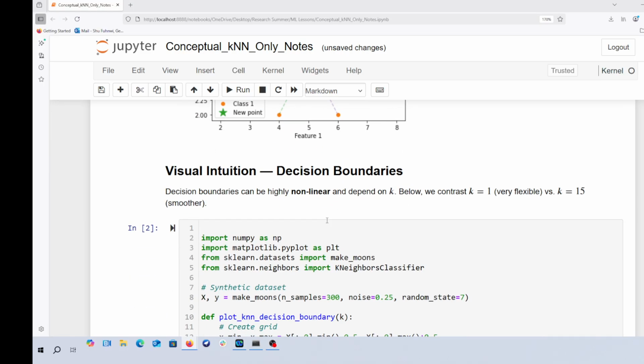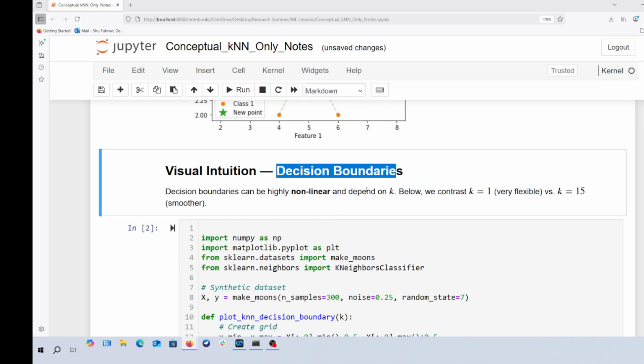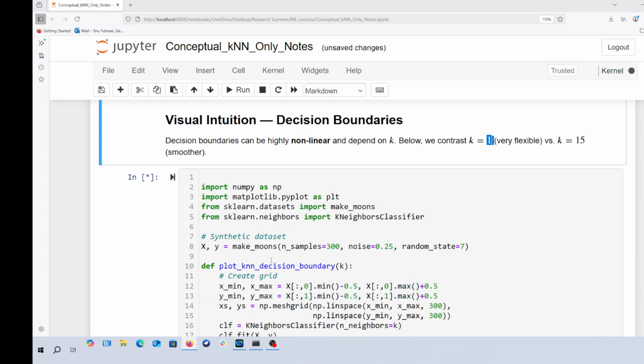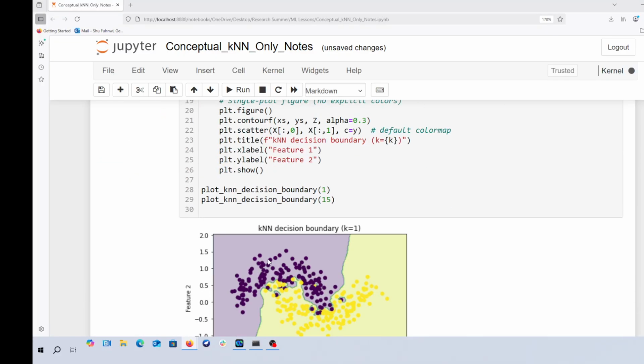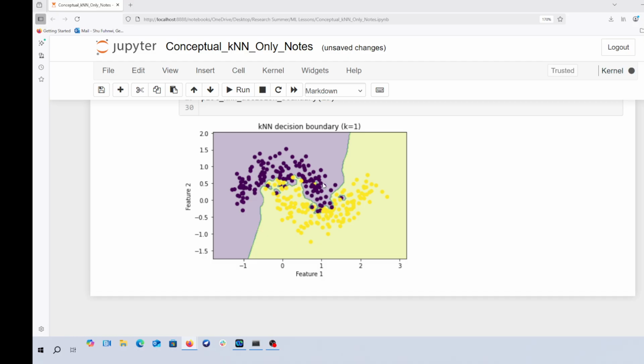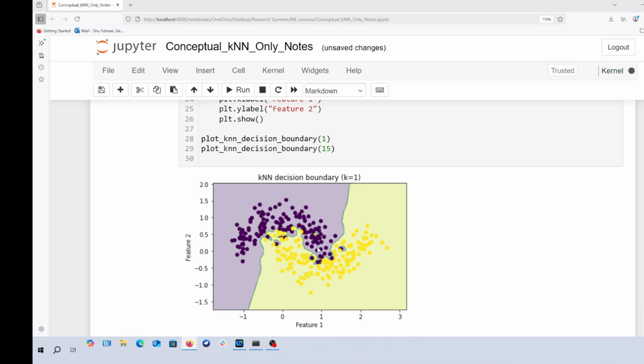Another intuition is that we can also look at decision boundaries for different values of k, especially for non-linear boundaries, or highly non-linear cases. Let's say we choose, in contrast, k equals 1 for a very flexible boundary, and k equals 15 for a smoother decision boundary. If I run this, it's still running. Yeah, so we can see here that when k equals 1, we have a very flexible model, and most of the time we are trying to fit every point here.